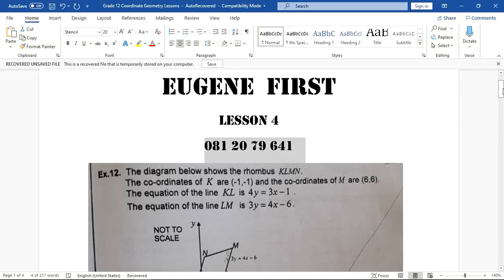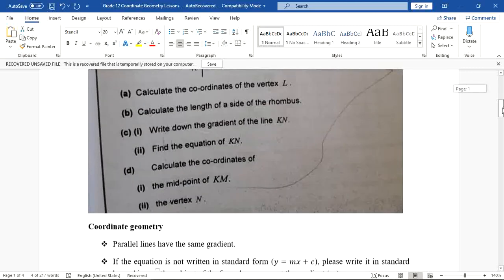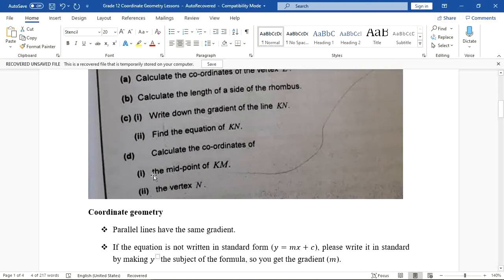Alright, in this video we are going to do part D, Roman 1 and 2. We are going to find the midpoint of KM and the vertex of N.